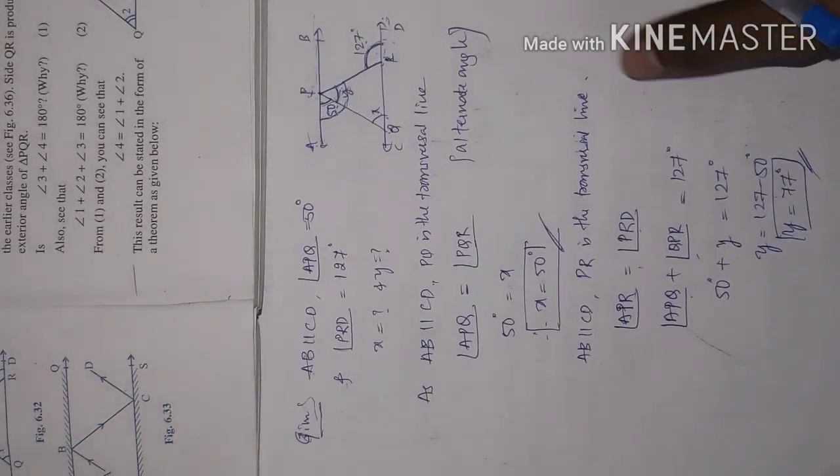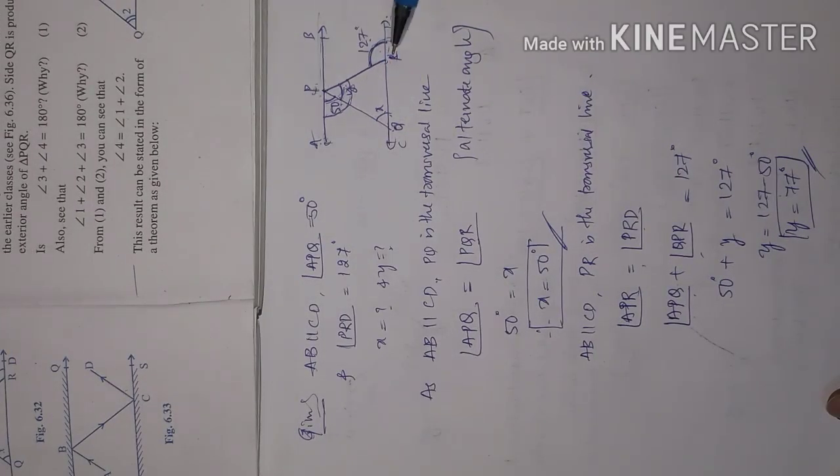Simple example. Once again I will repeat it, just concentrate. As AB and CD are the parallel lines and PQ and QR are the lines, we can say they are rays, or you can say a triangle has also formed.